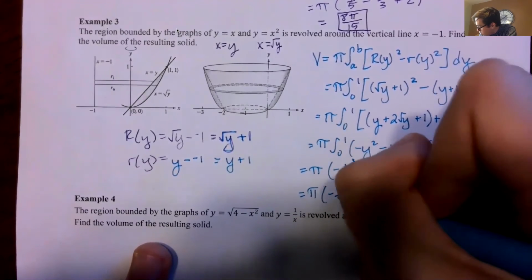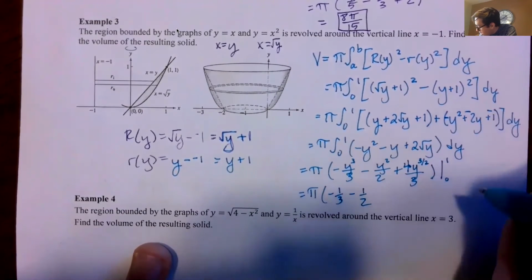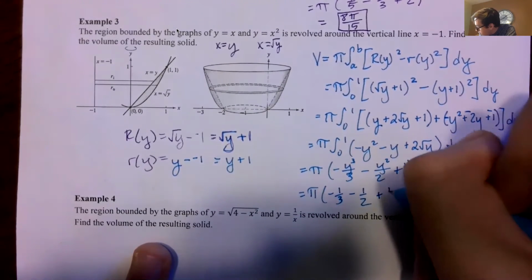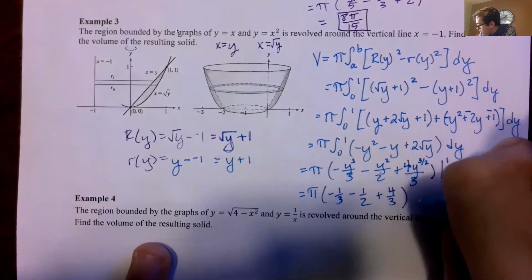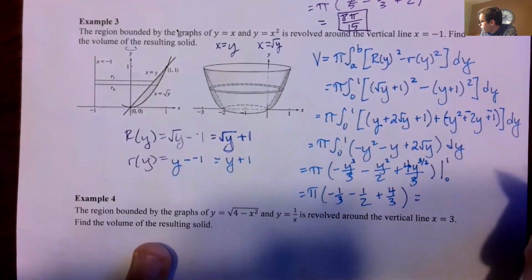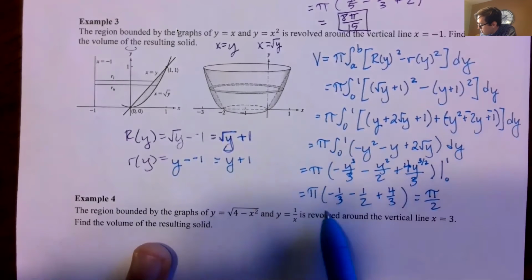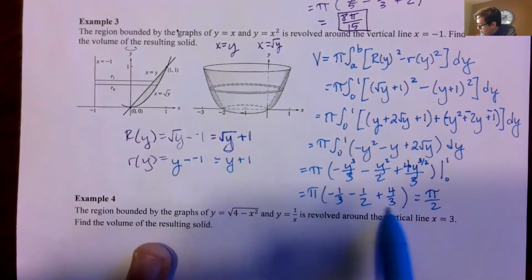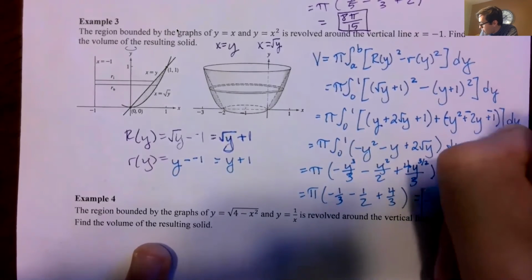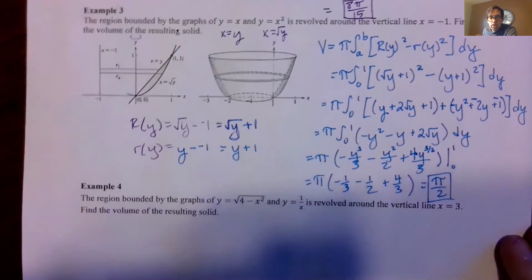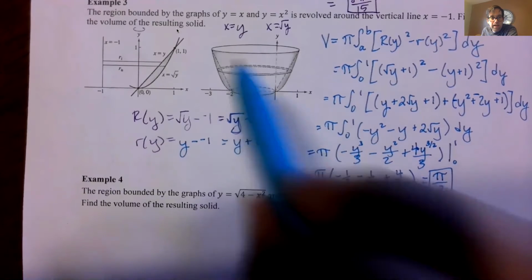So it's going to be negative 1/3 minus 1/2 plus 4/3. And when we combine all that, we're going to end up with pi over 2. Yeah, because it'd be 1 minus 1/2. Yep, pi over 2. There we go. All right, so that's the volume of that region.